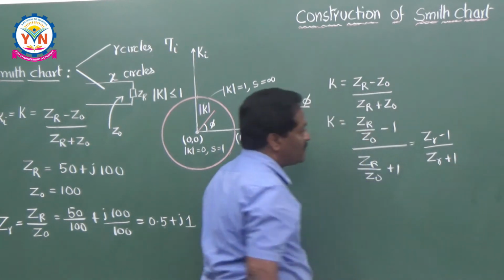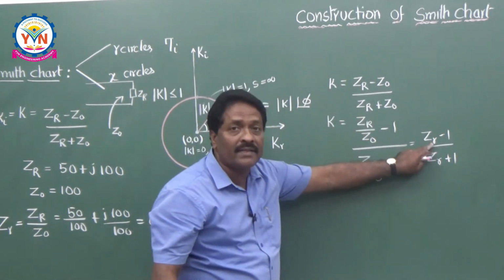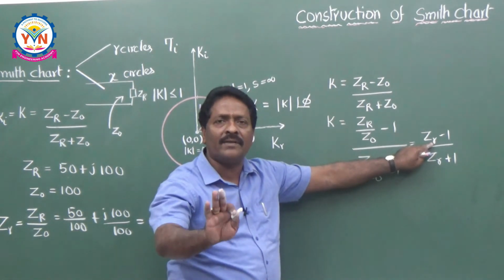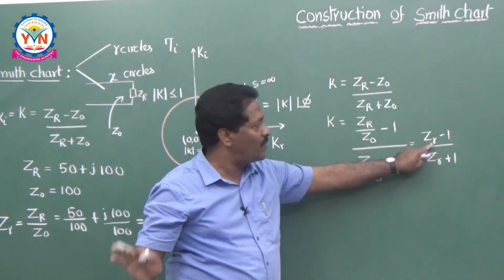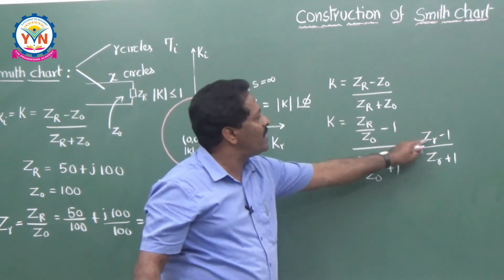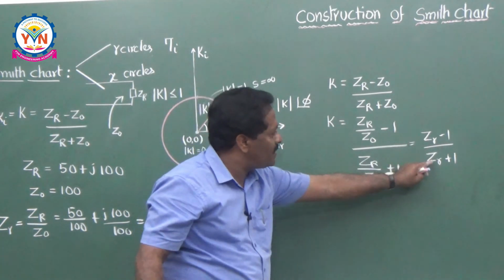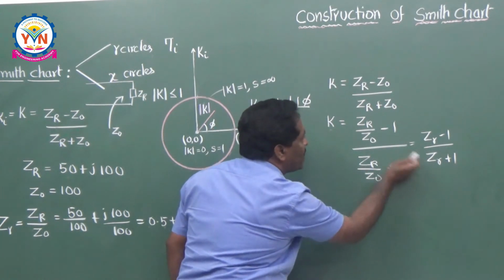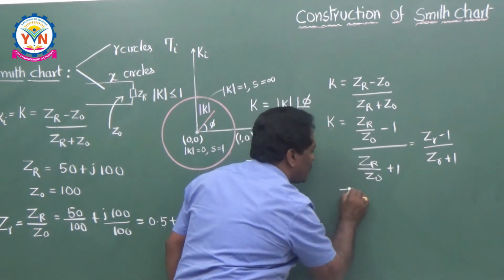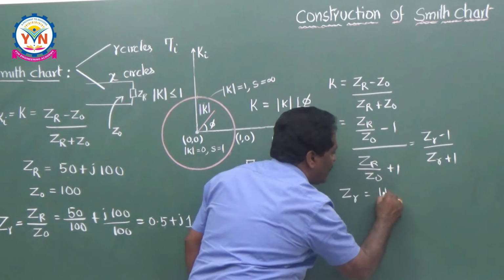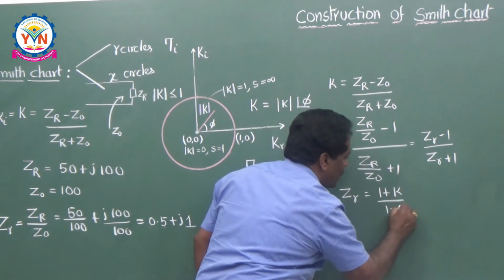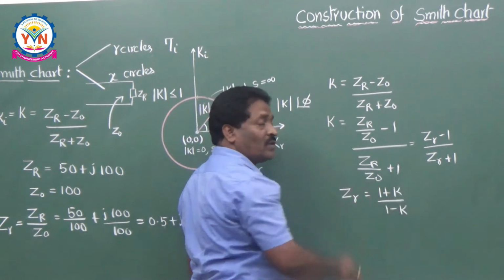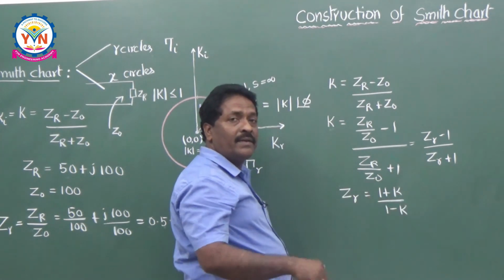What does it mean? The z small r indicates that the impedance is normalized. Normalized means dividing by the characteristic impedance. Very simple. So your K is equal to z r minus 1 by z r plus 1. So in reverse I can say z r is equal to 1 plus K divided by 1 minus K. So what is the value of this K? K is nothing but a reflection coefficient. It is not a real number. It is a complex number.